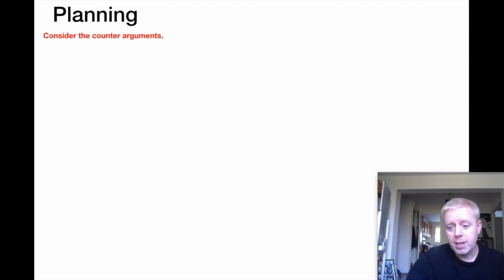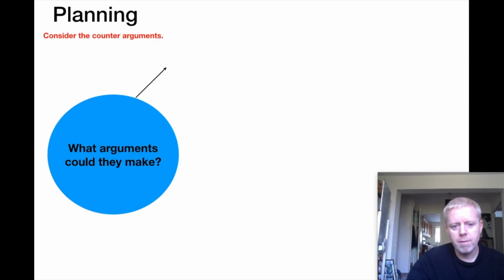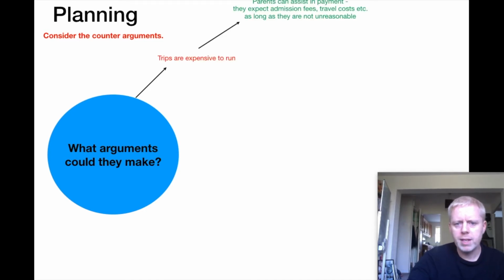Now, potential counter-arguments. I think I've got 3 here as well, but you kind of need 1, and you use that counter-argument to then dismiss it and reinforce your own point of view. Trips are expensive to run. Parents can assist in payment. So this is how you counter it. Parents can assist in payment. They expect admission fees, travel costs, etc., as long as they are not unreasonable.